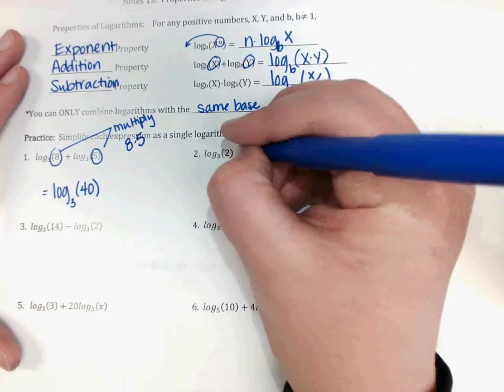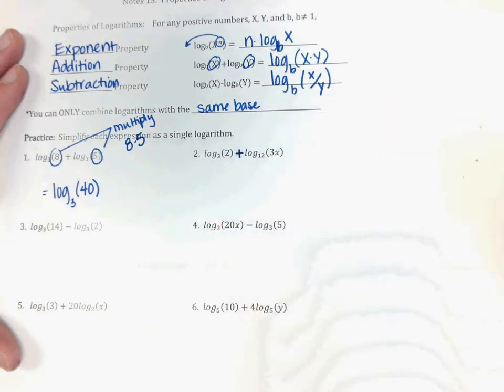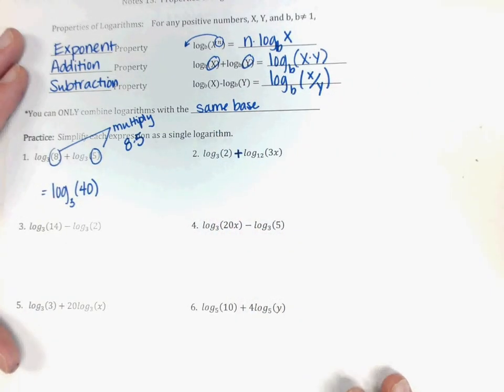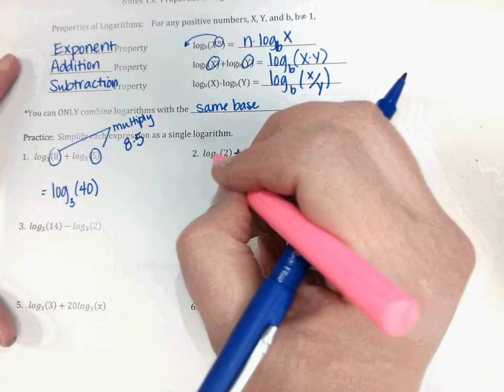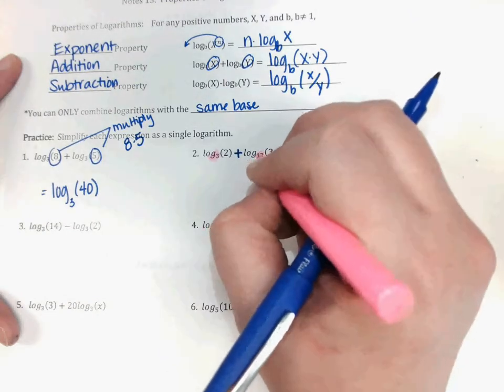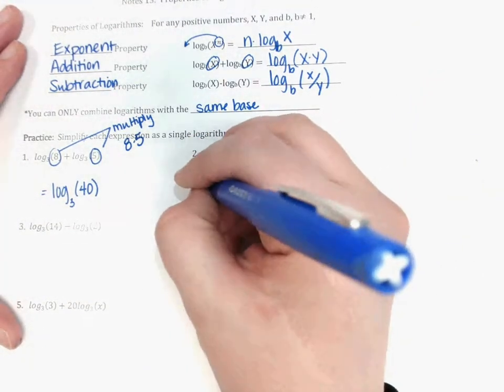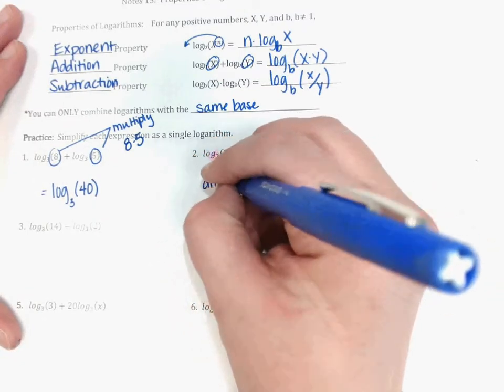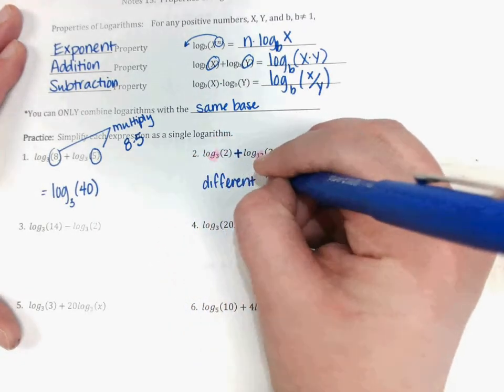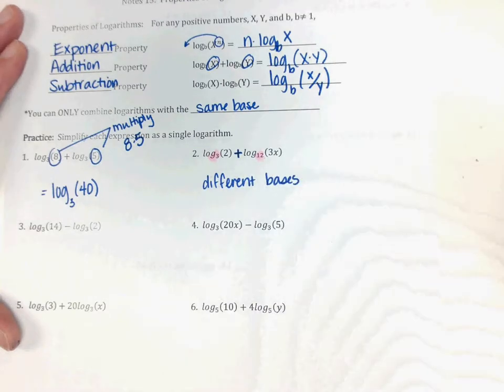Okay, look at number 2. I have a plus in the middle. If my logs are adding, which property should I be using? I should use the addition one if the bases are the same. But what are my bases? They're different. So for this example, I would say different bases cannot combine. You cannot combine those because they don't have the same base. If that doesn't match, you can't use any of those rules.